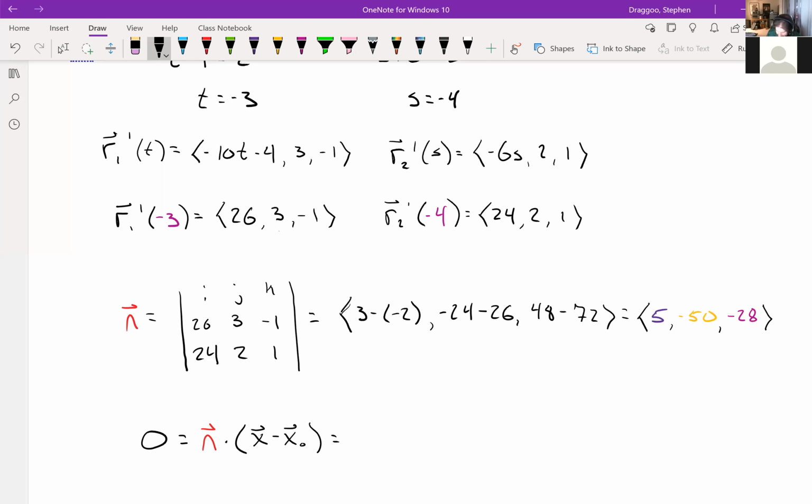So that should be 5 times x minus negative 2, right? That's what it was. Yep. Cool. Minus 50 times y minus negative 4 minus 28 times z minus 2. That's what I get. Negative 24 somewhere?